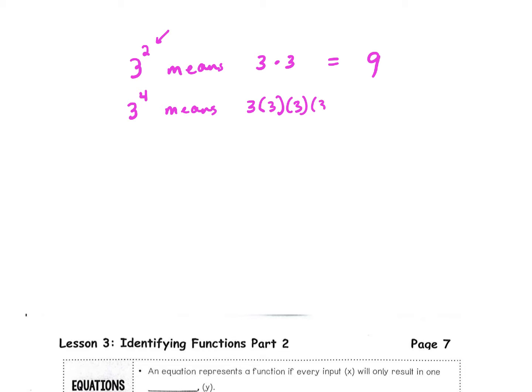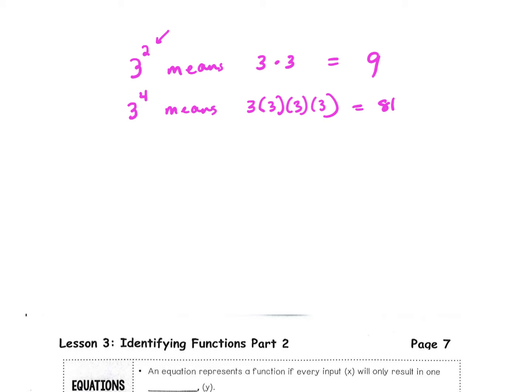Now, that would not be 12. It's not 3 plus 3 plus 3 plus 3. 3 times 3 would be 9, 9 times 3 would be 27, and 27 times 3 would be 81. So when I have an exponent, and you might have heard the phrase exponential growth before, it means that it grows quite large quickly when we're multiplying them.